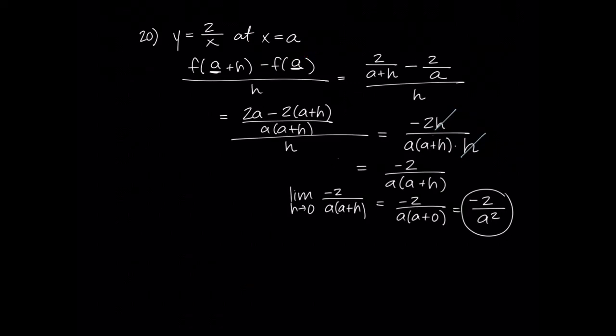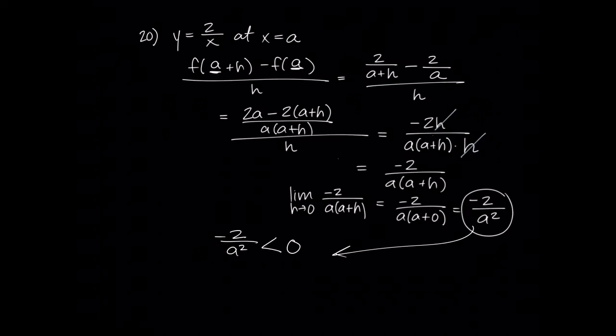So by making a any value we want, we can find the slope of the tangent line at any x value. Part B of this problem says, describe what happens to the tangent at x equals a as a changes. So, what do you notice about negative 2 over a squared? Well, this number is always negative. What does that mean? It means that this graph, this original graph, y equals 2 over x, will always have tangent lines that have negative slopes.